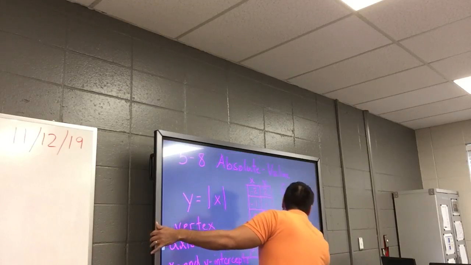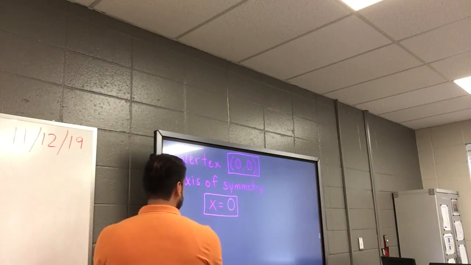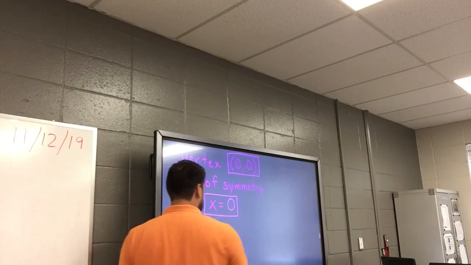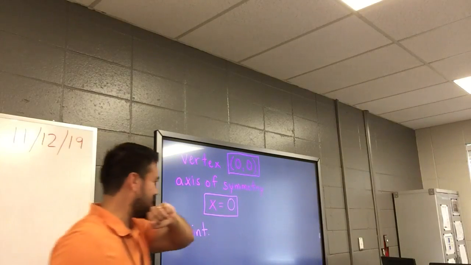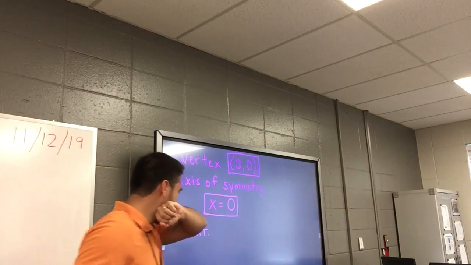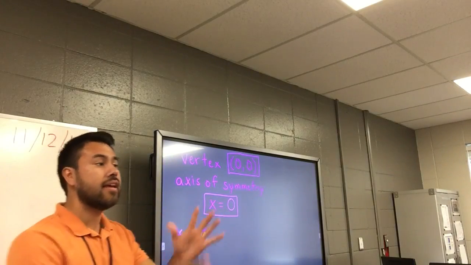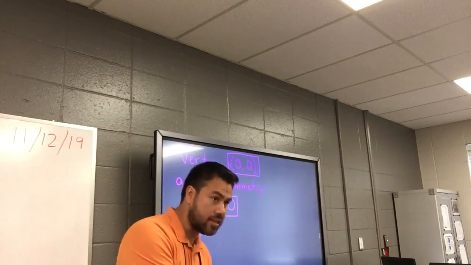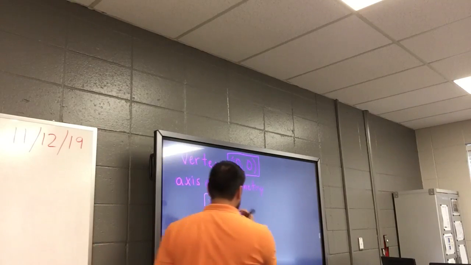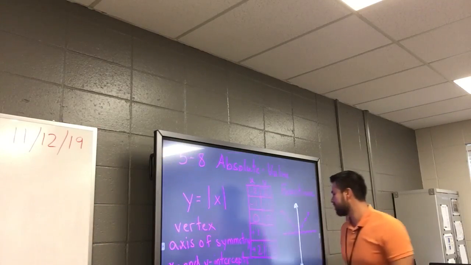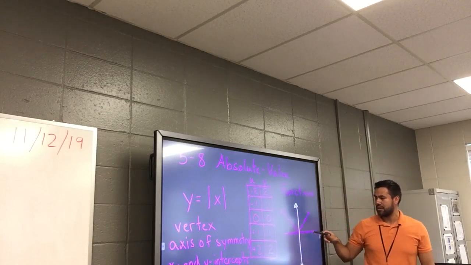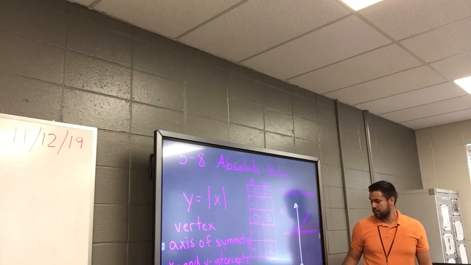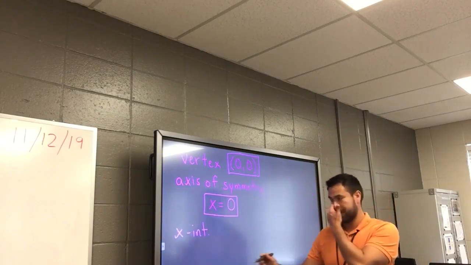All right, then we're going to look at the X intercept and the Y intercept. Do you remember what X intercept meant? It's where the graph hits the x-axis. When you're looking at the graph, where does this graph hit the x-axis? At 0, right? So the x-intercept would be 0.